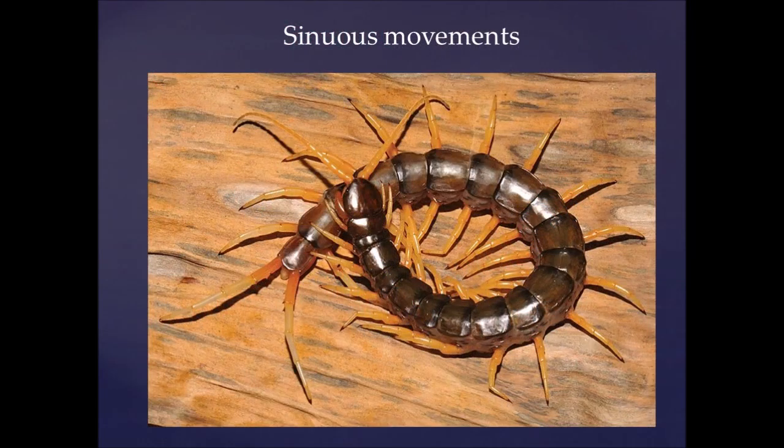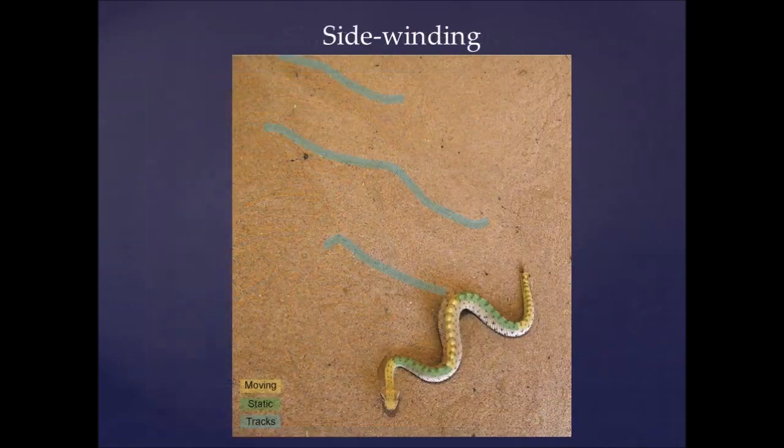Sinuous movements, this is typical of snakes and creatures like the centipede. Sidewinding is typical of desert snakes that have to move like that to avoid excessive contact with the hot sand, and would be typical of horned adders and similar species.